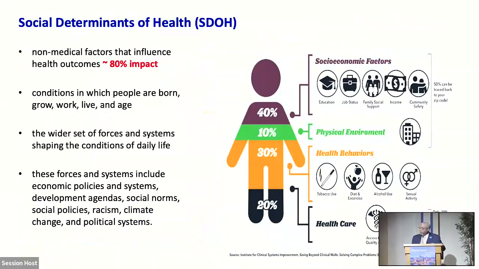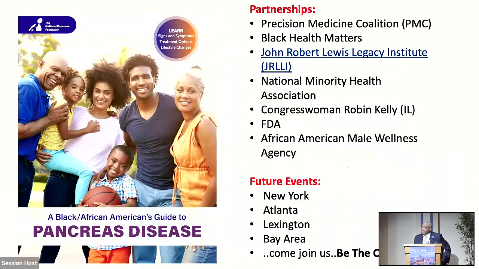What I do want to spend a lot of time on is that I'm really proud to be a part of what the NPF is doing. I think the NPF is really great at establishing partnerships. We have the Precision Medicine Coalition, Black Health Matters, the John Robert Lewis Legacy Institute, the National Minority Health Association, and the Congressional Black Caucus. They are really good at reaching out and establishing partnerships. This initiative is going across the country. Future events will be in New York, Atlanta, Lexington, Kentucky, and the Bay Area.